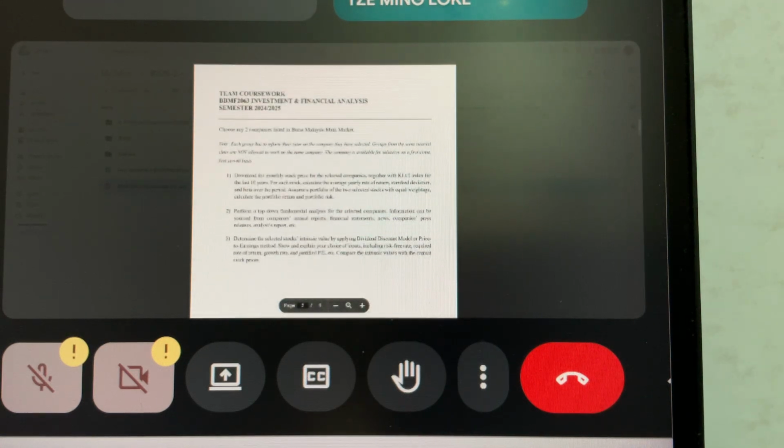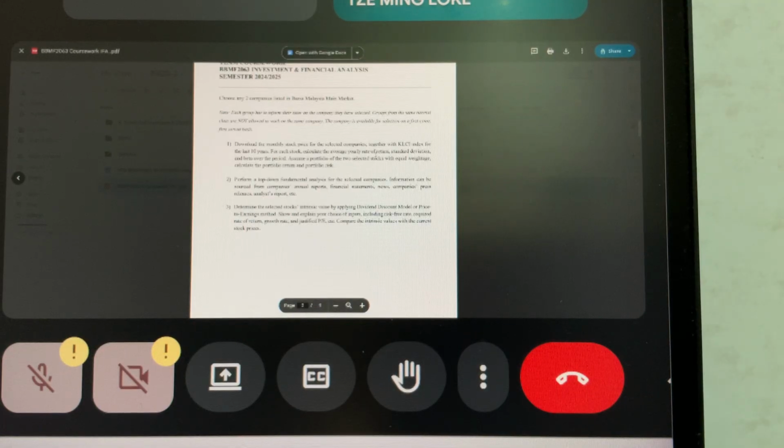Where has it gone? Download the, okay, for each stock, calculate the average yearly rate of return, standard deviation. That means the standard deviation will be based on yearly lor. Based on yearly standard deviation. Yearly standard deviation. Okay. You have the average yearly return mah. Average yearly return. You got how many years?